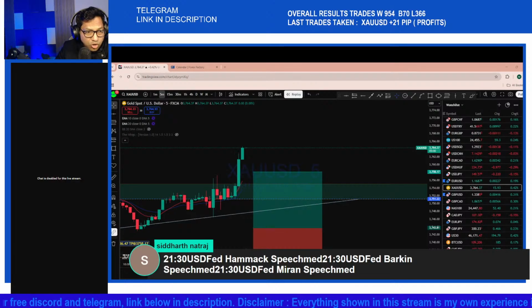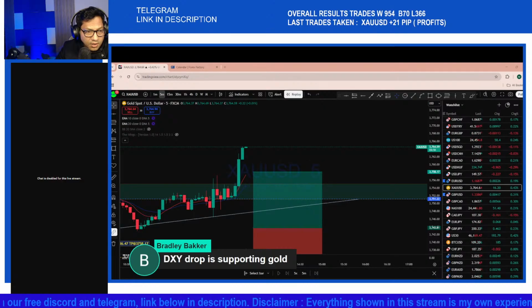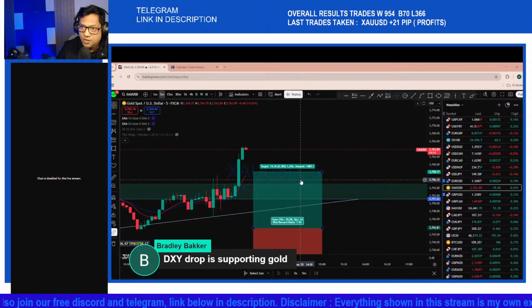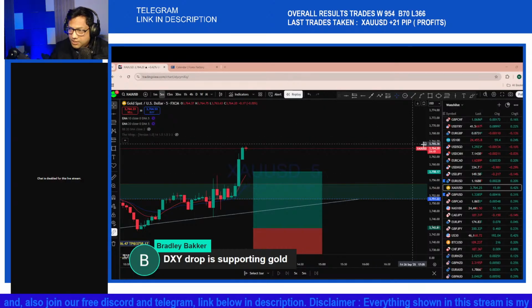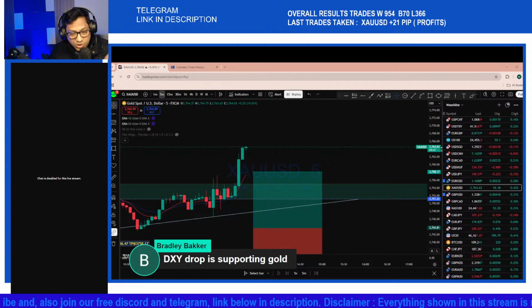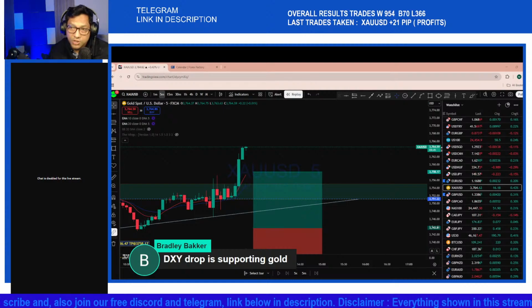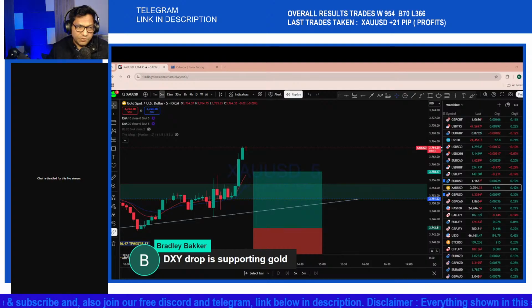DXY is dropping. The DXY drop is supporting gold, so they are mirroring, right? DXY and gold. When DXY is going up, gold is going down. When DXY is going down, gold is going up. Why this relationship? Can anybody explain?